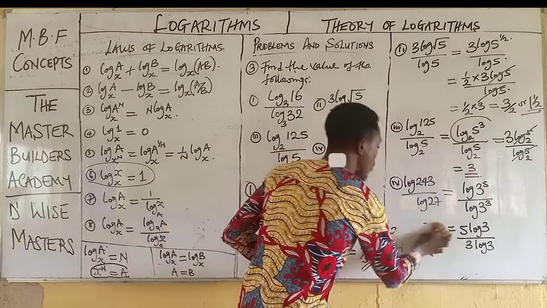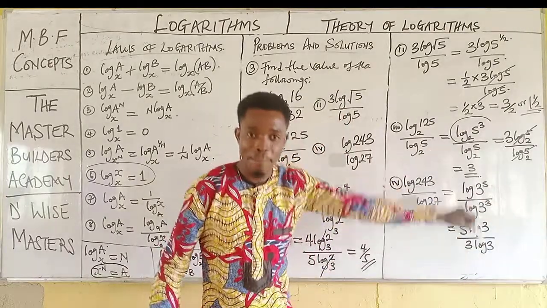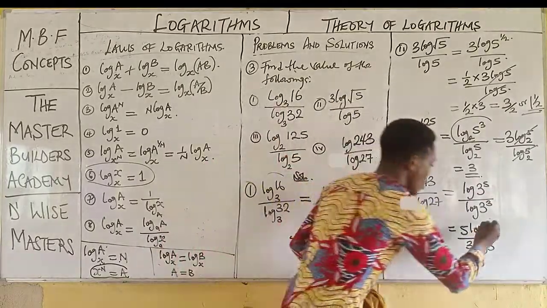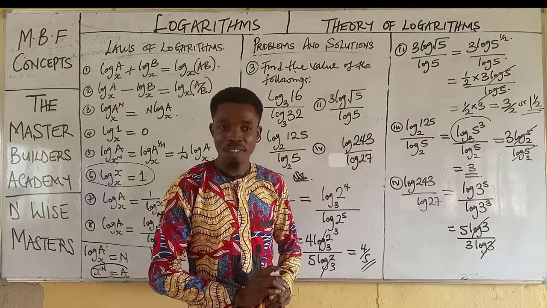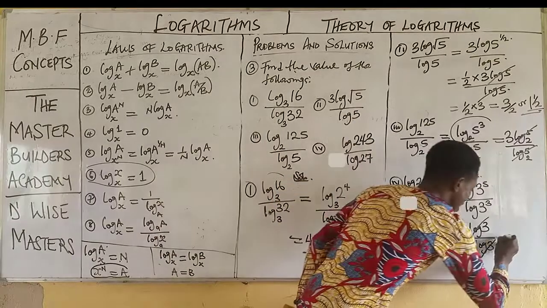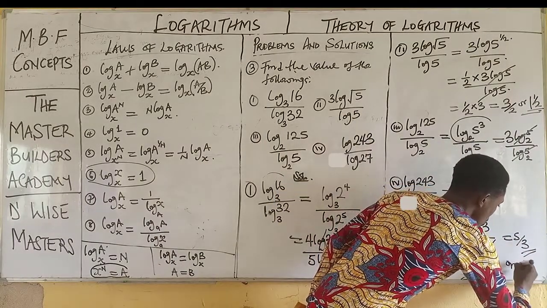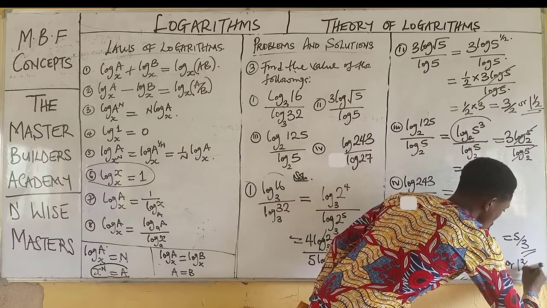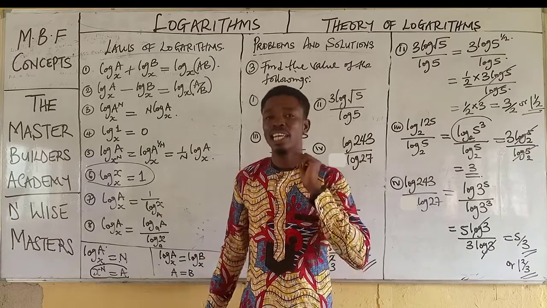Now that we are able to deduce log 3 base 10 at the numerator and log 3 base 10 at the denominator, log 3 cancels log 3. So the coefficients become our answer. Finally, the answer to this is 5 over 3 or 1 whole number 2 over 3. This is the answer to this very session.